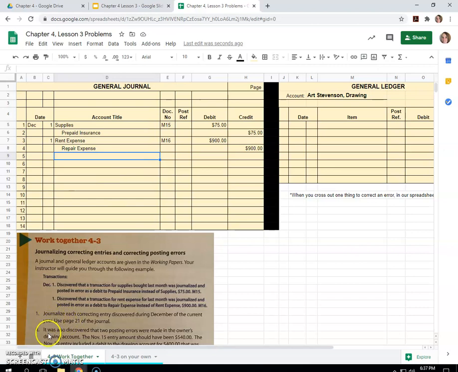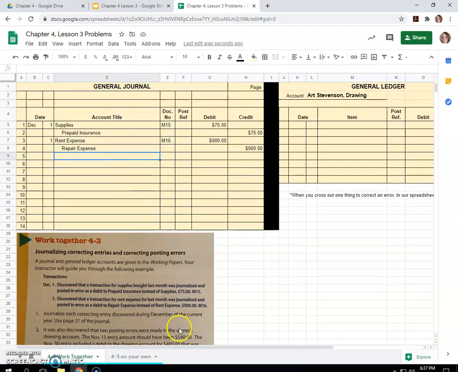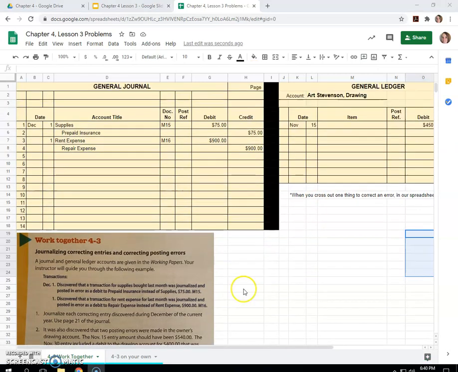Okay. It was also discovered that two posting errors were made in the owner's drawing account. The November 15th entry amount should have been $540. The November 30th entry included a debit to the drawing account for $400 that was posted in error as a credit. Using the account provided in the working papers, which is here, and the information given, correct the two posting errors.